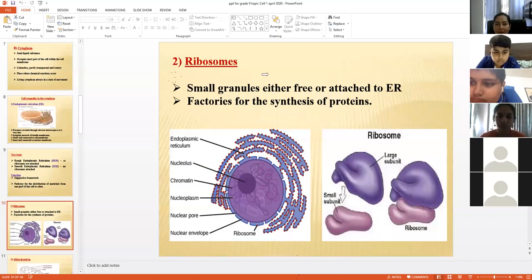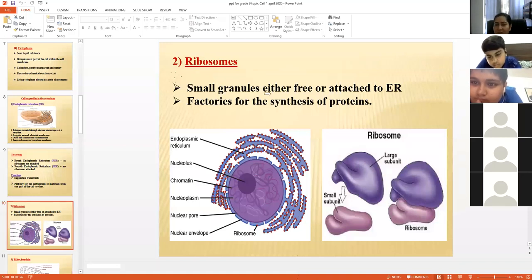Now, we come to the ribosomes. The ribosomes, students, can you see the structure on the right-hand side? Yes. This is one ribosome. Now, when this ribosome gets attached to the endoplasmic reticulum, it gives the characteristic of being rough. Okay. Now, what are ribosomes? They are small granules which are either free or are attached to the endoplasmic reticulum.